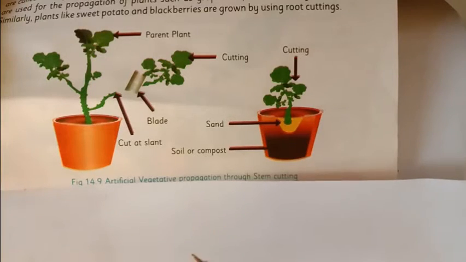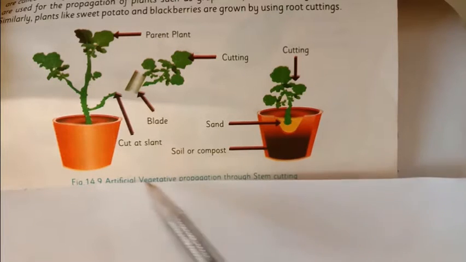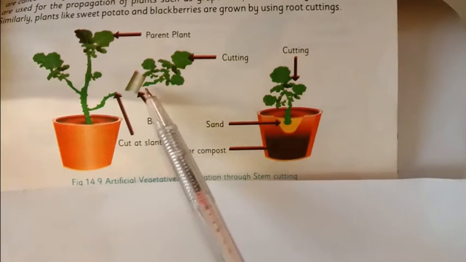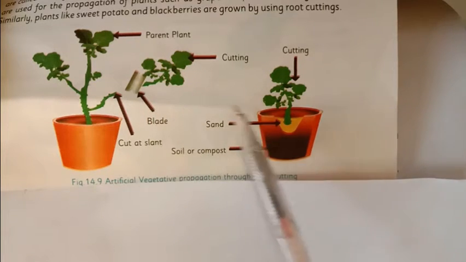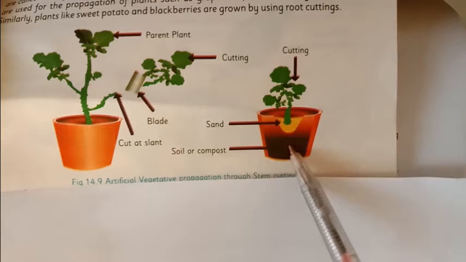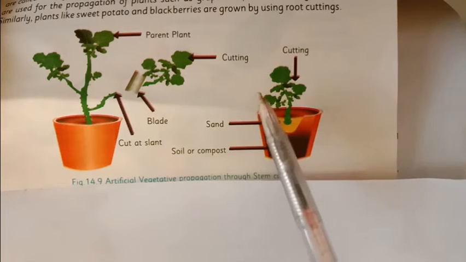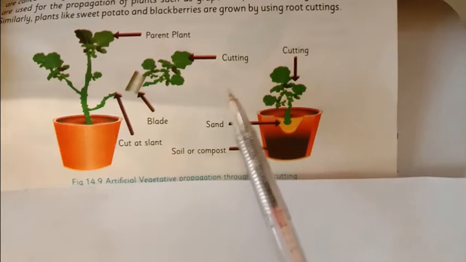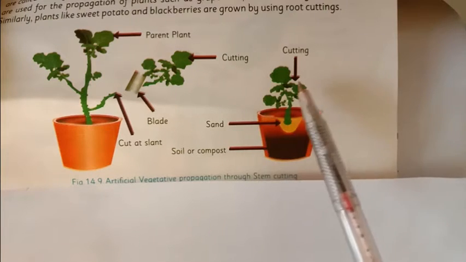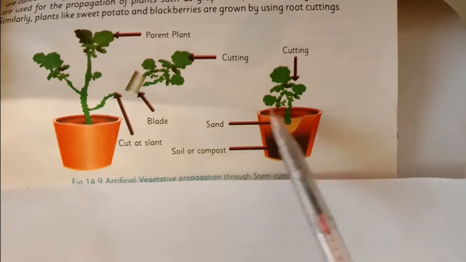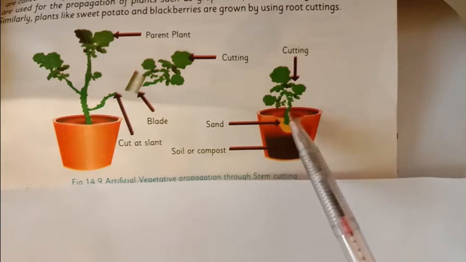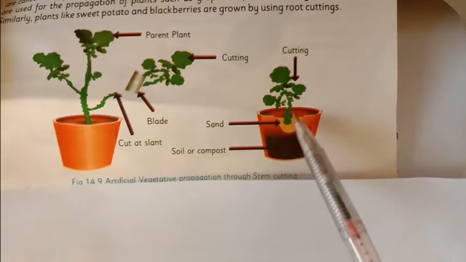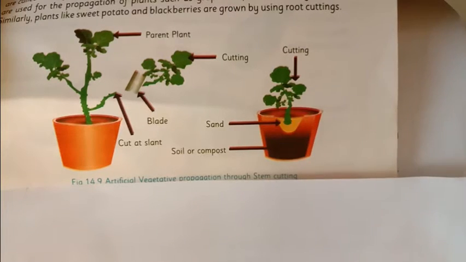The diagram explains cutting propagation. This is the parent plant, and a shoot is cut from this parent plant. This is the blade shoot, and here is another pot consisting of soil or sand. When we plant this branch shoot in the pot containing sand, after some time the cutting shoot will develop roots, and it will convert into a whole plant.